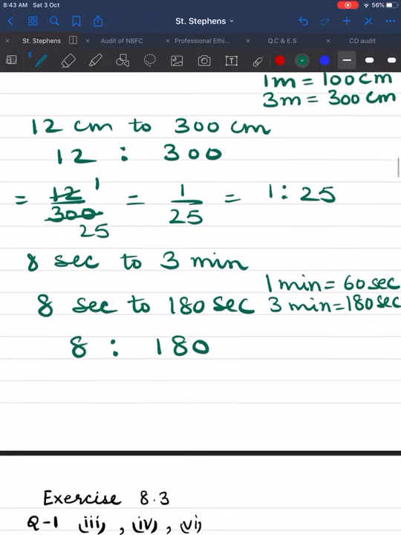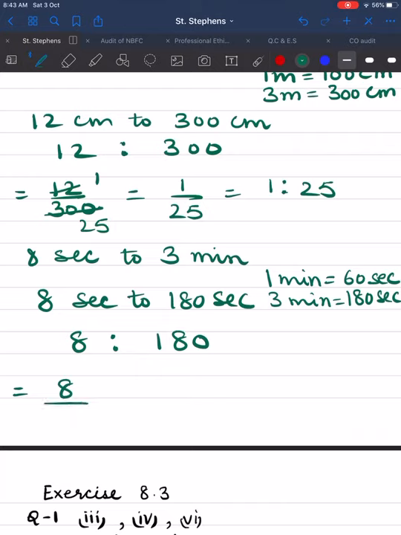Writing it as a division, we have 8 upon 180. Now cancel out the common factor. So we have 2 4s are 8, and here we have 4 45s are 180. So we get here 2 upon 45, which can be expressed as 2 ratio 45.